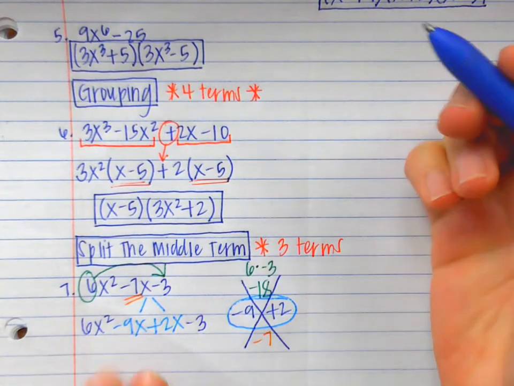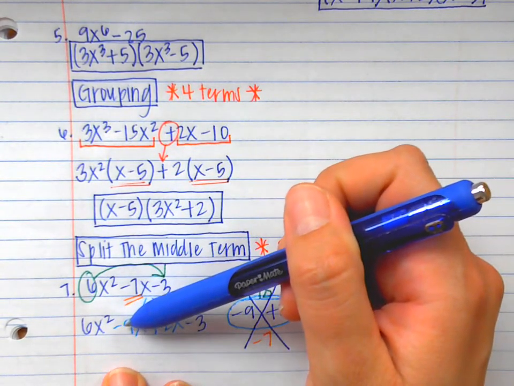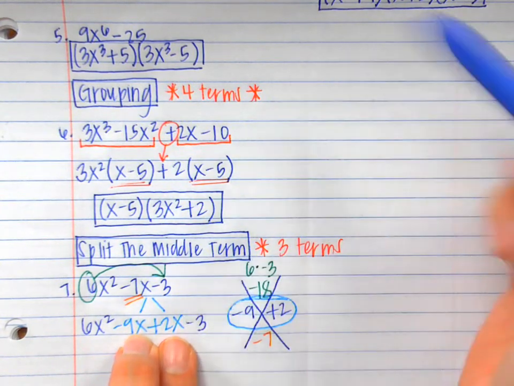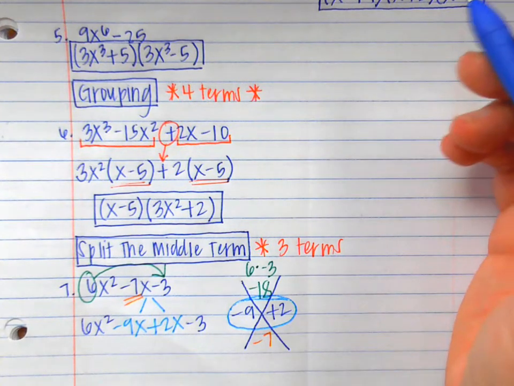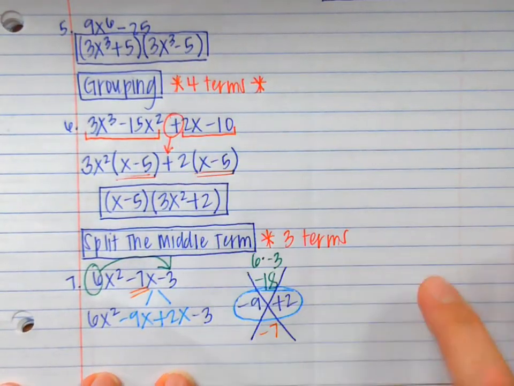So notice we just split the middle term. Negative 7x is the same as me writing negative 9x plus 2x, because if I combined those, that would still get me negative 7x. So it's the same expression, it's just now 4 terms. And I think, well, what method do I use when there are only 4 terms? And remember, that's grouping. So we go back to what we did up here.